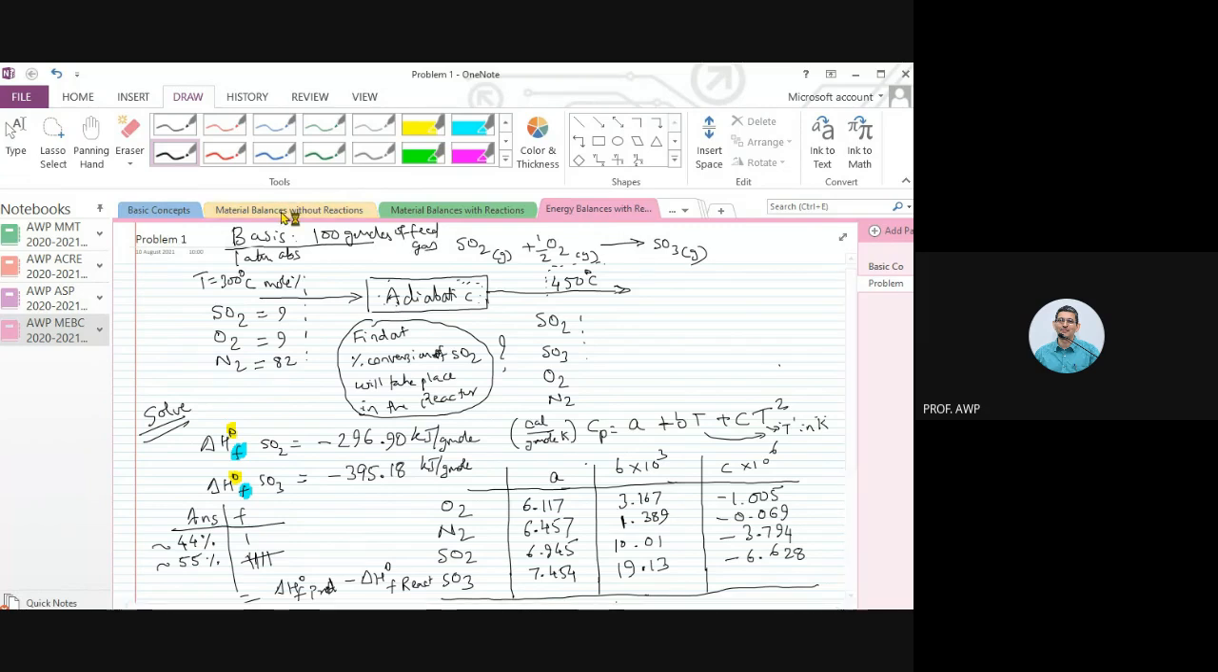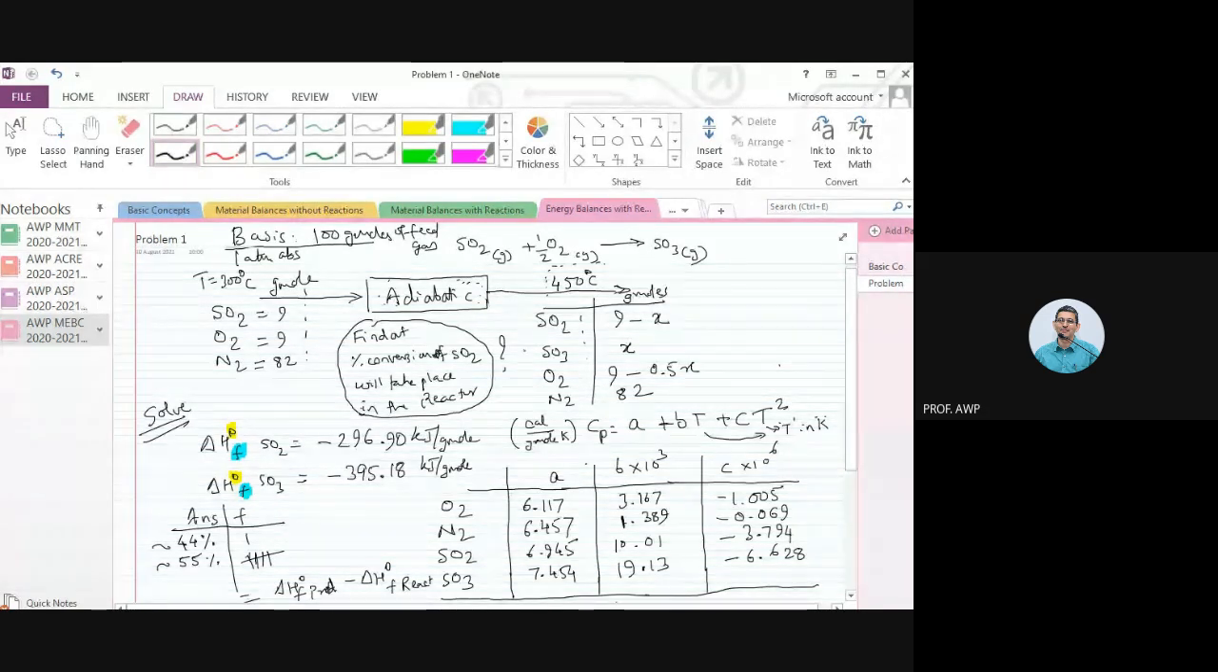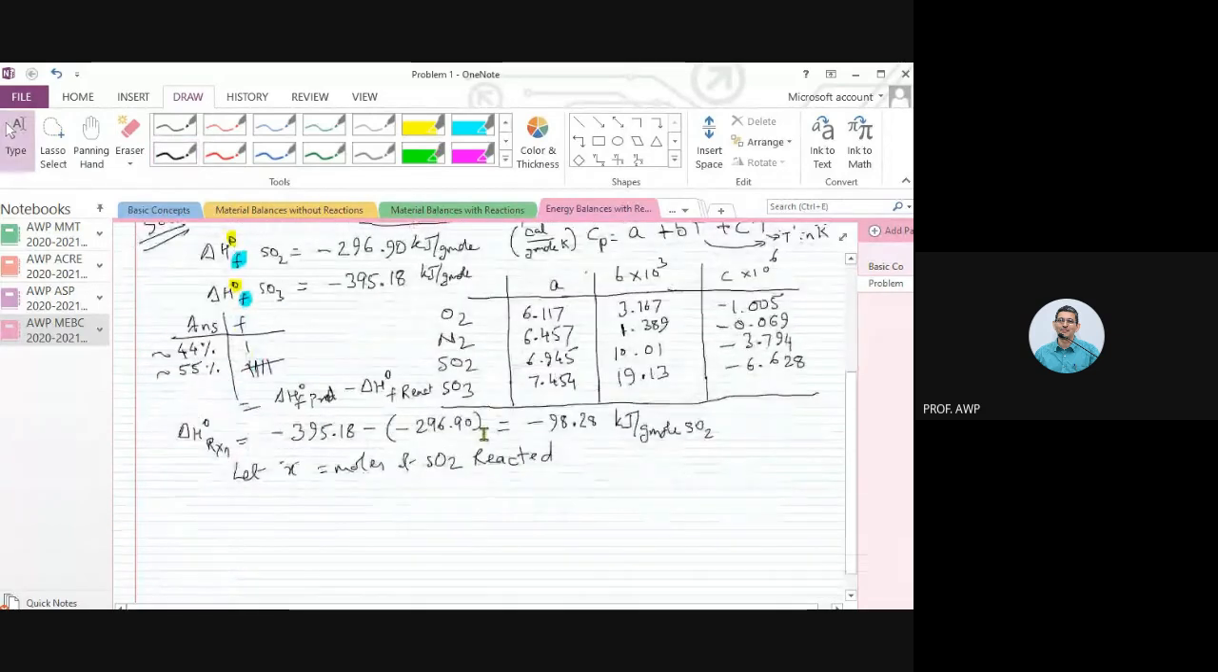Okay, so now in terms of gram moles, the feed will be 9, 9 and 82. For the products, if x gram moles react, out of the 9 moles we will be left with 9 minus x SO2. SO3 formed will be x. Oxygen will be 9 minus 0.5x. And nitrogen will be 82. So the material balance is completed. All right, now go forward.